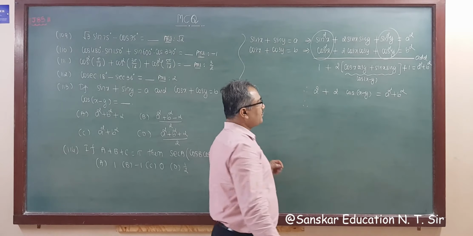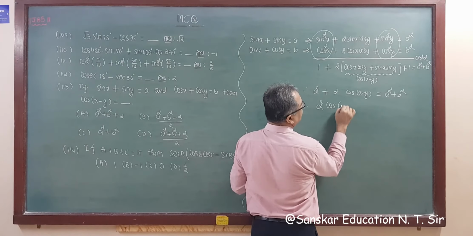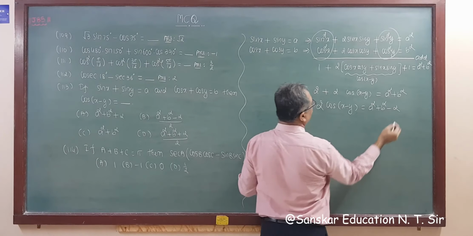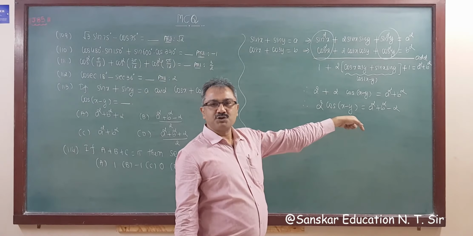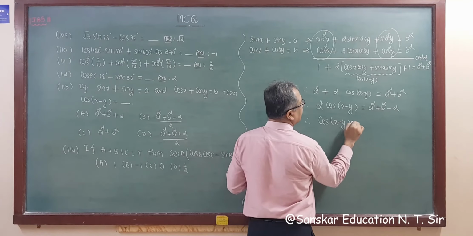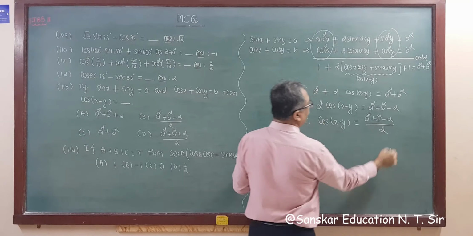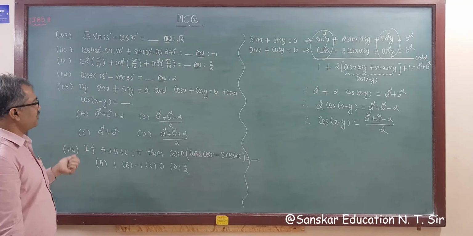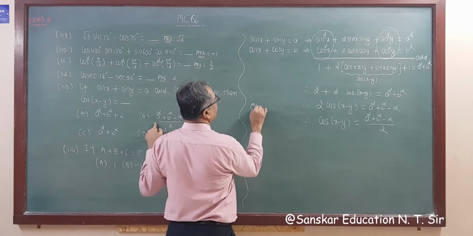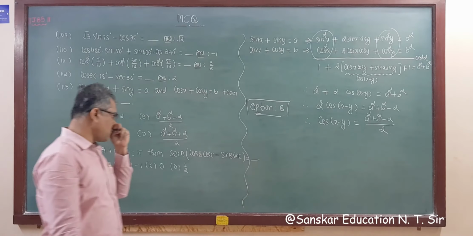So if we take 2 to the left hand side, this becomes minus. So 2 times cos x minus y is equal to a square plus b square minus 2, and taking 2 to the opposite side, it goes to the denominator. So the answer will be cos x minus y is equal to a square plus b square minus 2 upon 2. This is the only answer. So option B is your correct answer.